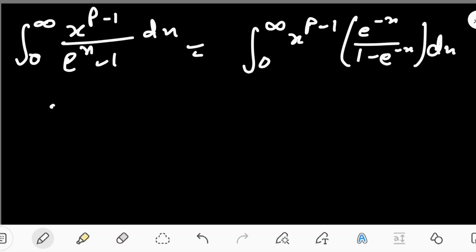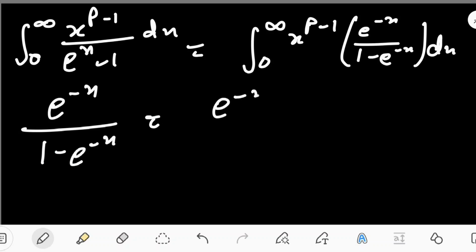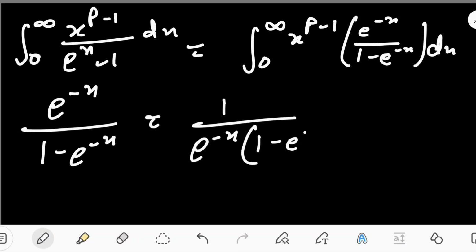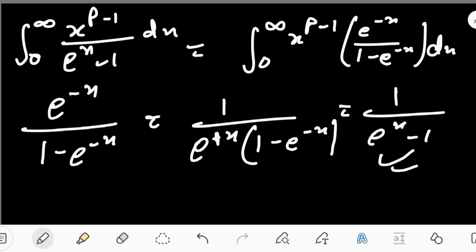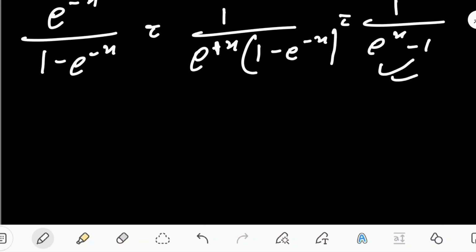If you solve it, I am solving it also. e to the power negative x upon 1 minus e to the power negative x, what you can write it as? You can write it as 1 upon e to the power negative x into 1 minus e to the power negative x, right? And if you distribute it, what you get? It will be plus x now, because it was in the numerator and now it is in the denominator. So it will become e to the power x minus 1. So both are same, right?